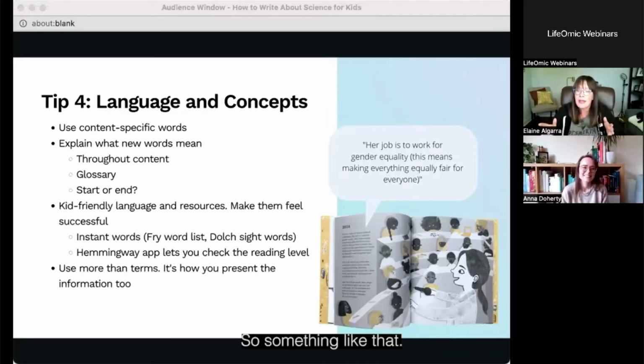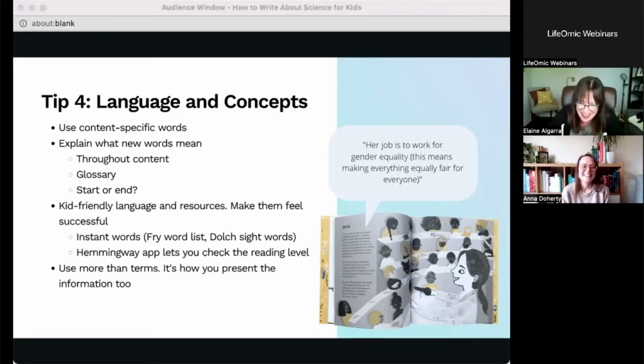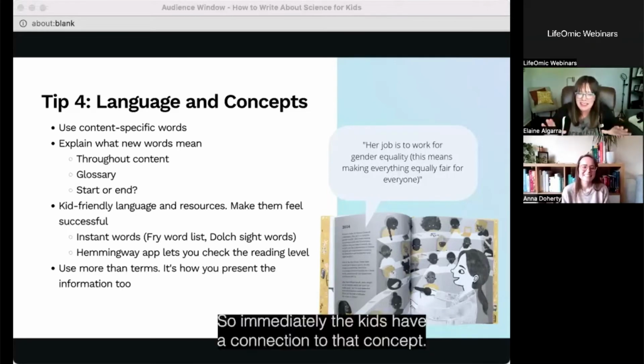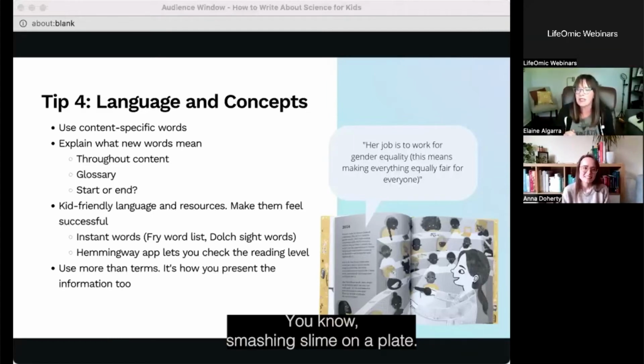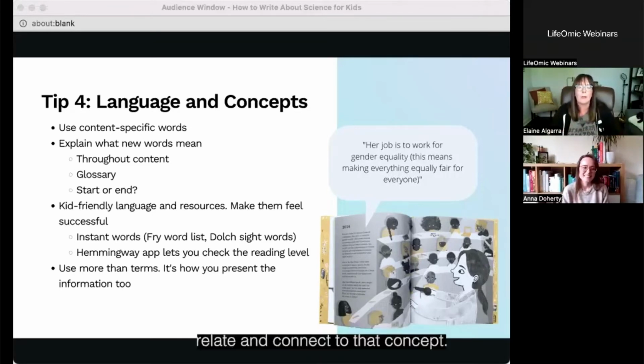So something like that, immediately the kids have a connection. That's jelly in England, Jello in the United States. So immediately the kids have a connection to that concept. They know smashing slime on a plate. That's fun. They know what that's like, and it's going to help them relate and connect to that concept.